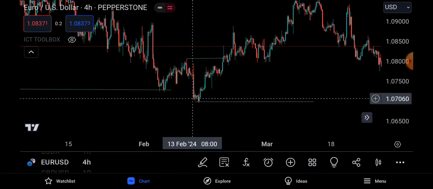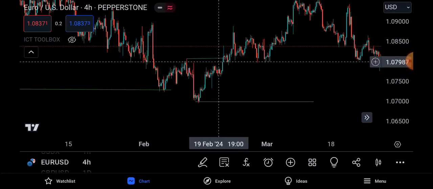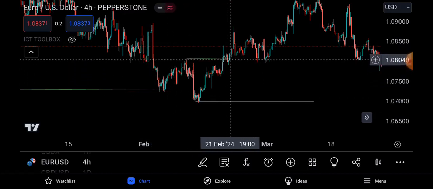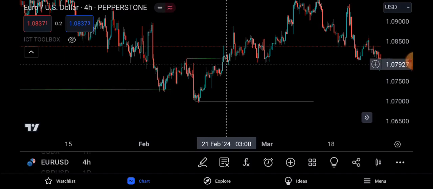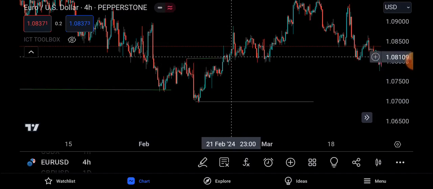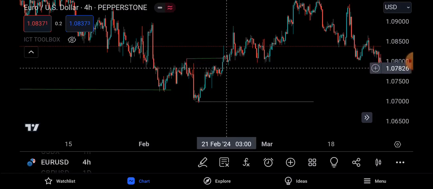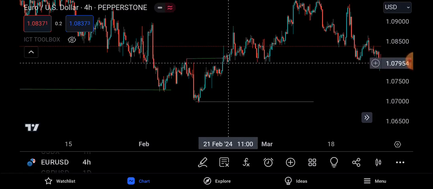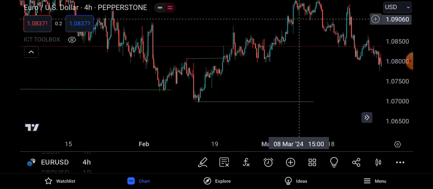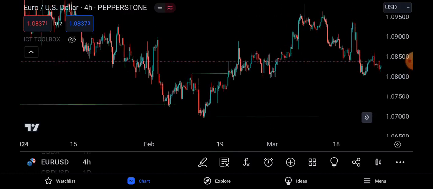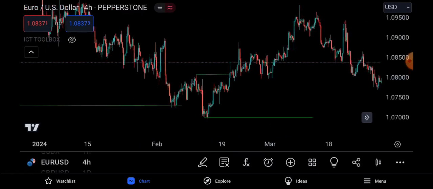Note how this looks exactly like the example I gave you. So the moment we break above this, we leave a fair value gap right here as well. We have price come back into the fair value gap, close outside this fair value gap right here, and look what happens. The market starts to move to the upside. Okay, so that's an example of a market structure shift.